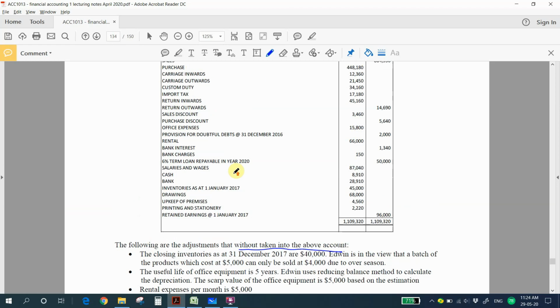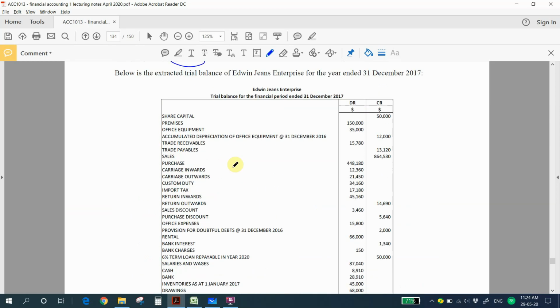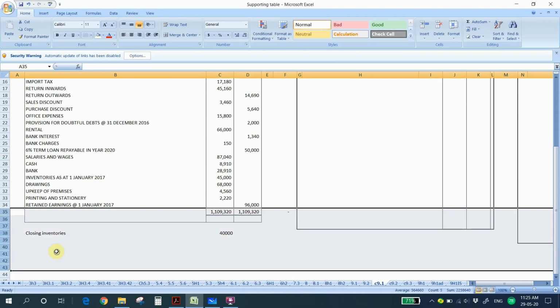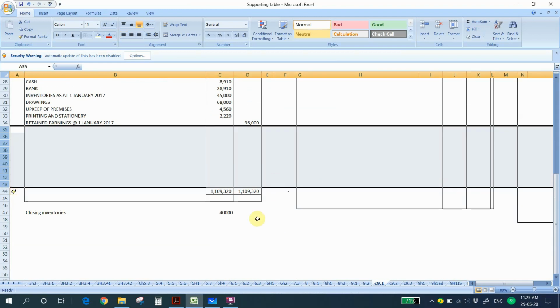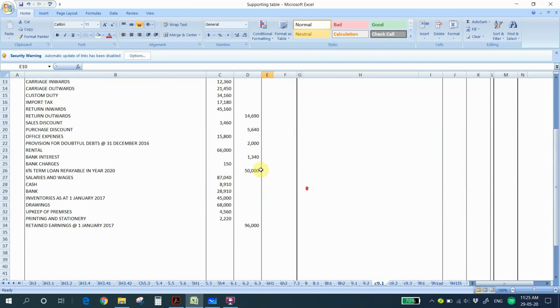So let's have a look. For a better presentation, I will show my answer in Excel. So let's look at the adjustments one by one.